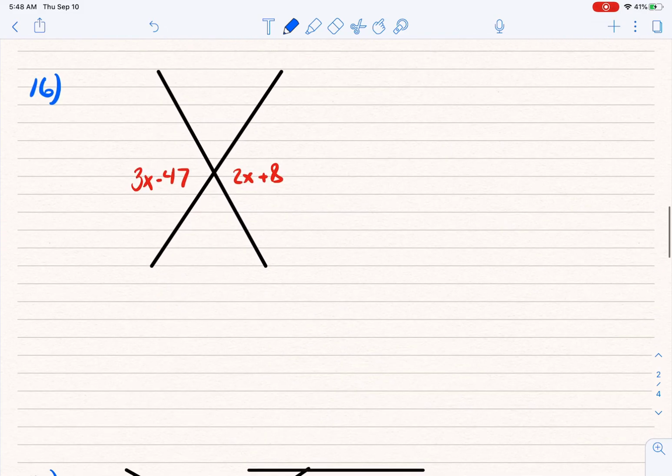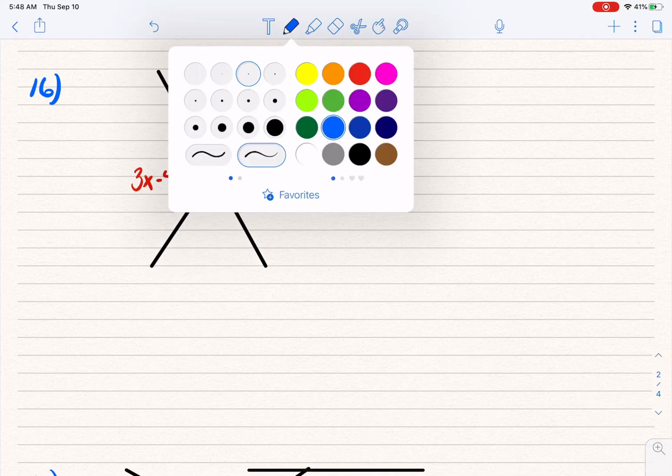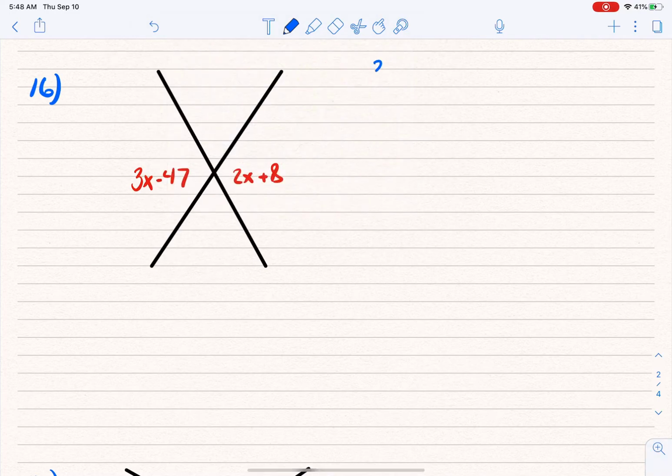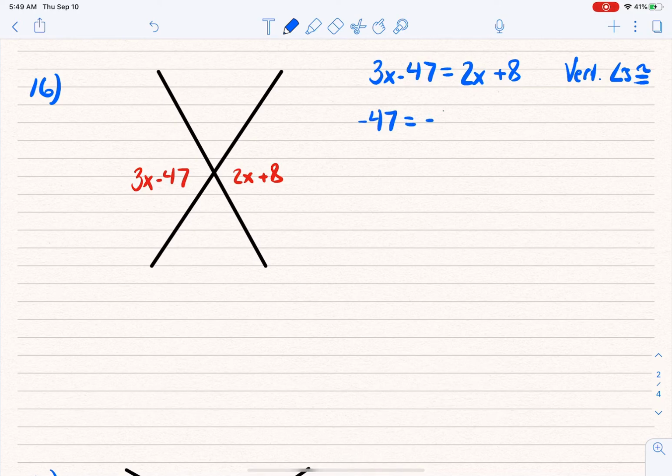Okay, number 16. Start out the exact same way. We know that 3x minus 47 is equal to 2x plus 8. And we know that because vertical angles are congruent. Subtract 3x from both sides and we're left with negative 47 is equal to negative 1x plus 8. That's the subtraction property of equality. We subtracted 3x from both sides.